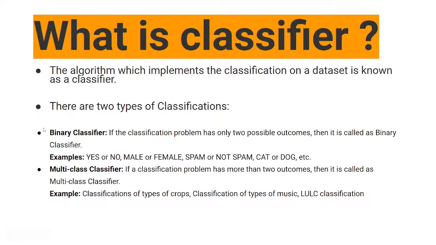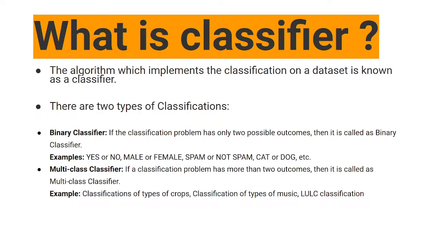For a binary classifier, we use the support vector machine. Support vector machine works very well for binary classification. For multi-class classification, the random forest classifier works very well, as does the CART classifier, mainly the classification and regression trees classifier. So when you want to select your classifier, first of all you have to identify your outcome: is it only two classes or more than two classes? Then choose your classifier.